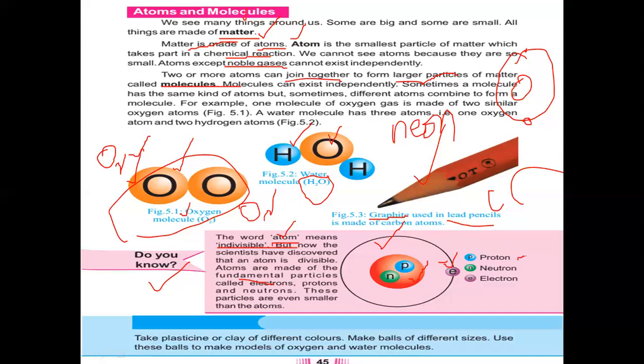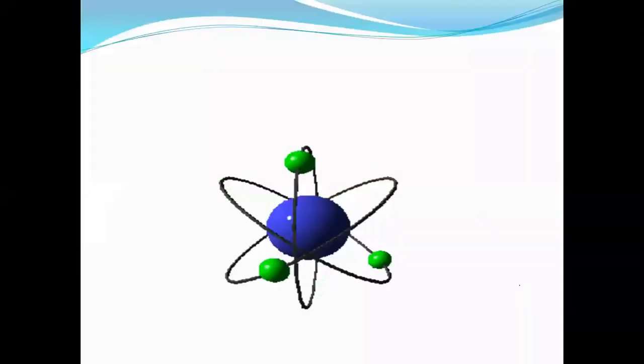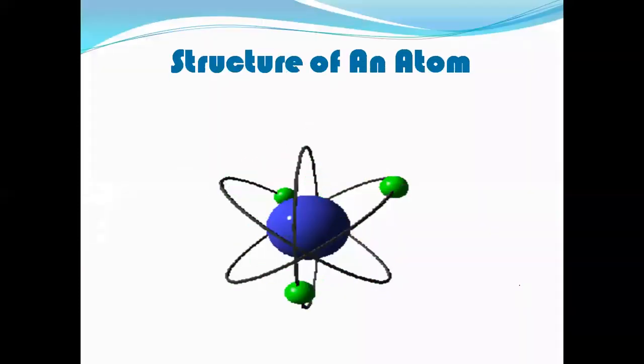So proton is having which charge? Positive. And neutron is having no charge. And electron is having negative charge. Yes, these are things you have studied in grade 5. So if you see this diagram, this is the structure of an atom.